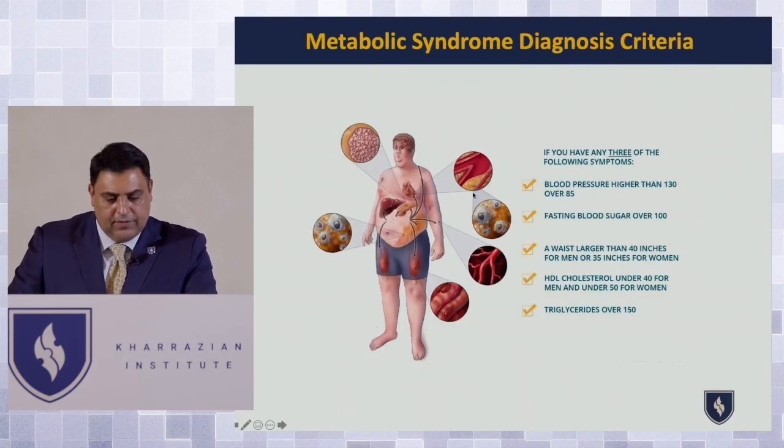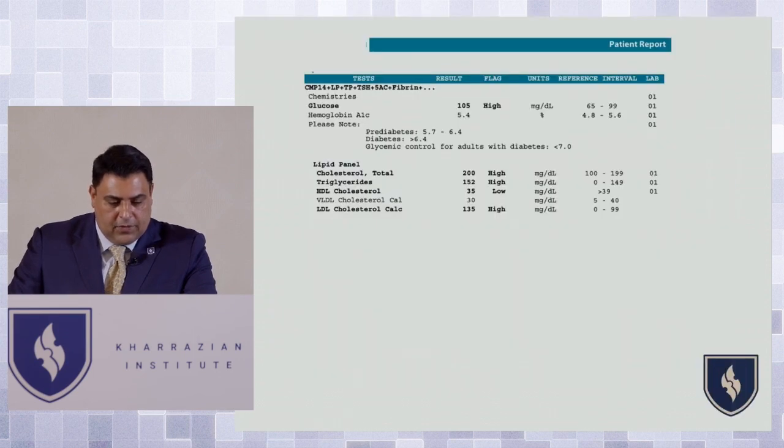Then as you get into metabolic syndrome, remember 3 of the 5 criteria: blood pressure greater than 130 over 85, fasting blood sugar greater than 100, waist larger than 40 inches for men, 35 inches for females, HDL cholesterol less than 40 for men and 50 for women, or triglycerides over 150. Here's an example. Here you see glucose levels high, triglyceride levels high, HDL levels that are low. So they have 3 of the 5 findings for metabolic syndrome in this example.